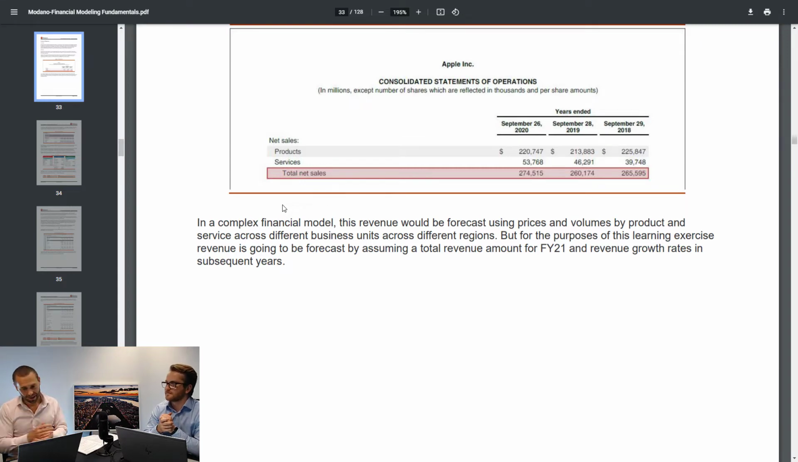by region. But today, the reality is, no matter how complex you make revenue, the way in which it flows through the financials is similar across 99.9% of models. So we're going to be focusing on that. We're just going to do total revenue. We're going to keep it simple.